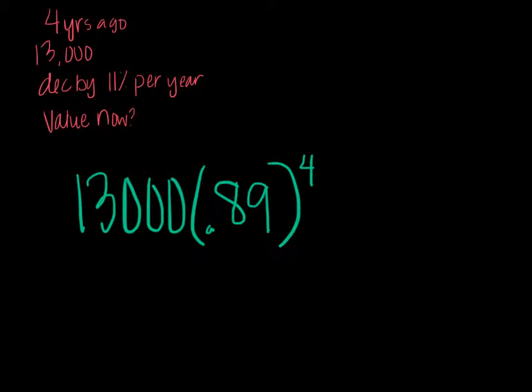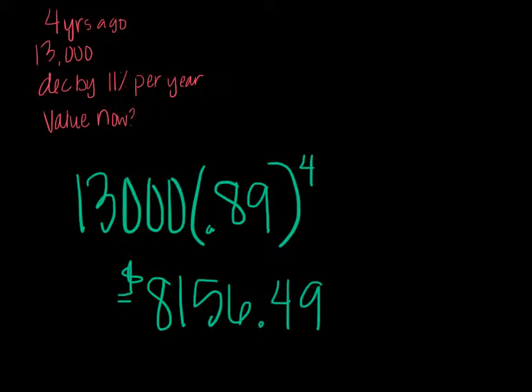So we're going to plug this into our calculator. We've got 13,000 times 0.89 raised to the 4th. And the value that I got for the car is $8,156.49.